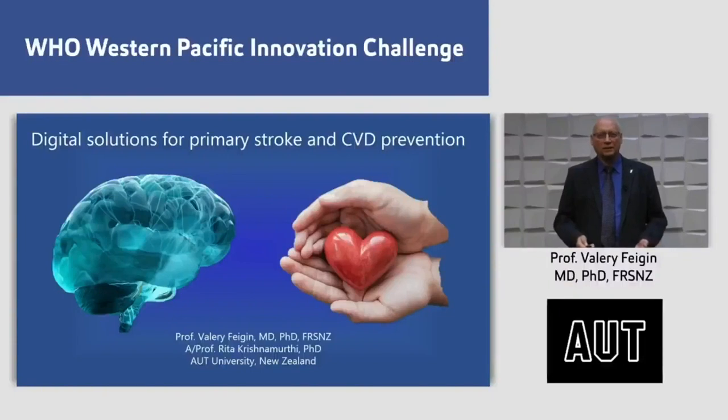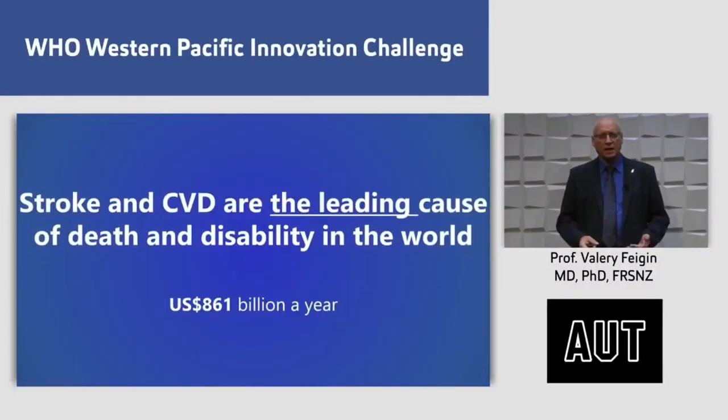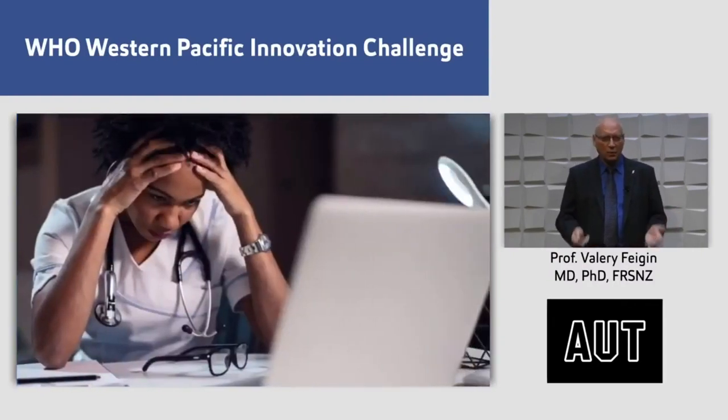Greetings from New Zealand. Stroke and cardiovascular diseases are the leading cause of death and disability in the world, and their increasing burden across the globe strongly suggest that currently used primary stroke and cardiovascular disease prevention strategies are not sufficiently effective. All clinicians appreciate the importance of primary stroke and cardiovascular disease prevention, but they simply have no time to individualize and document or monitor the recommendations and progress in the effectiveness of primary prevention of their patients. Enabling this would significantly enhance primary prevention and decrease disease burden.